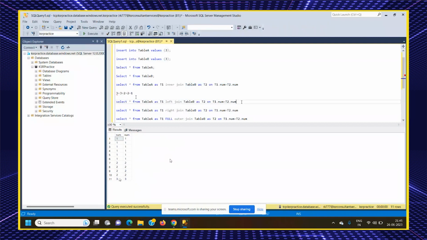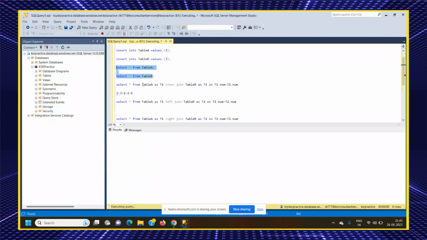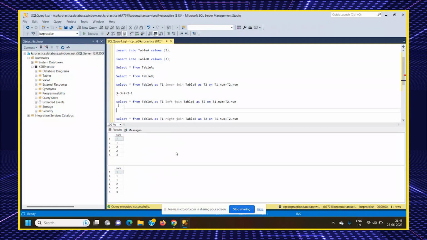In case of left join, we have similar records from table A and only matching records from both the tables. So inner join and left join would have the same number of records in this picture, because for every matching record in table A, we have a similar number of records available. In case of inner join also, and in case of left join also, for every 1 we have 3 ones plus 3 again, and for every 2 we have 2. For every 2, we have another 2 records.